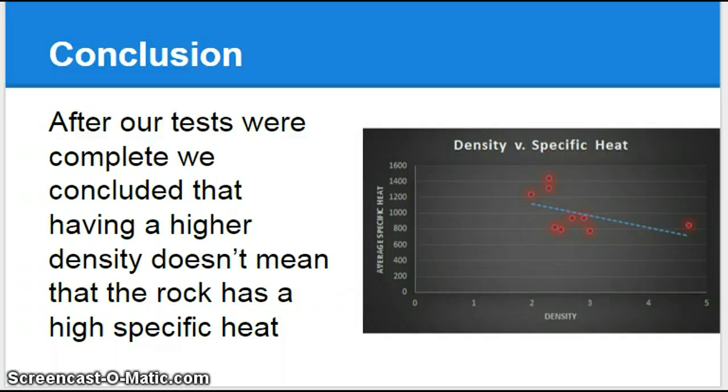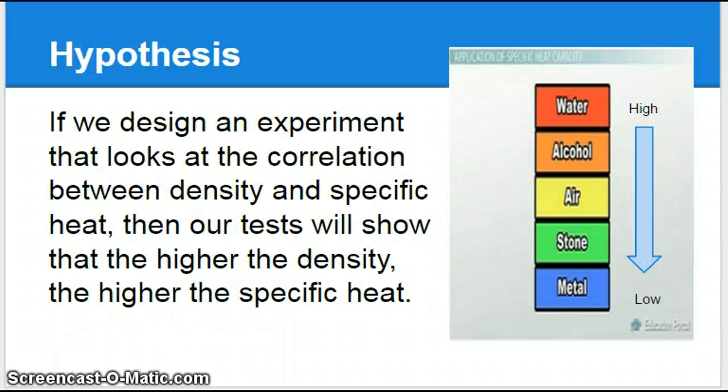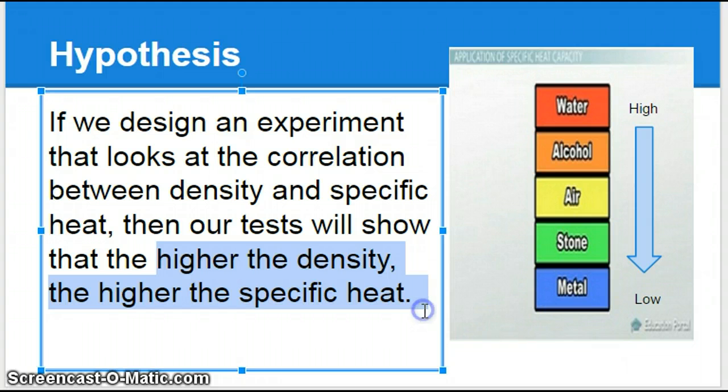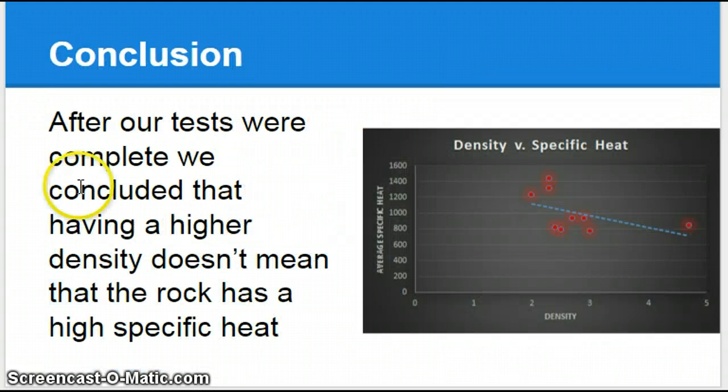They then took that and graphed it appropriately with the specific heat on the y-axis and the density on the x-axis. Students are correct to conclude that their hypothesis was not supported. If I scoot back here, they had said that the higher the density, the higher the specific heat would be. And it turned out, if anything, that the data suggests that with higher density the specific heat is lower.